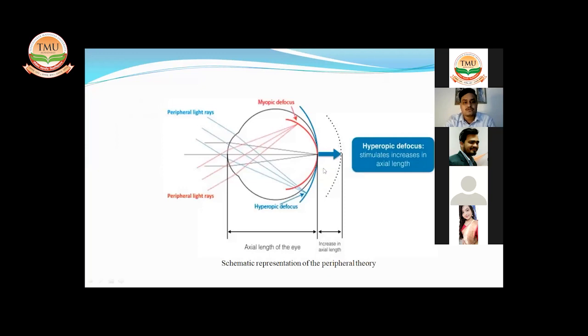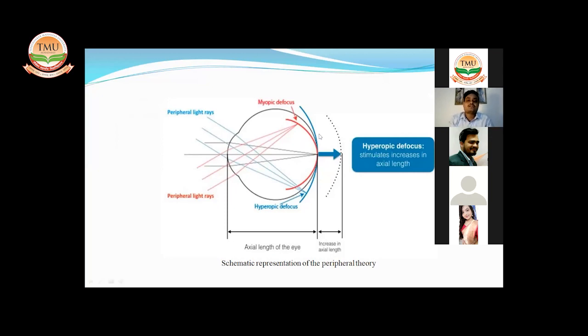Here in this picture, you can see a schematic representation of the peripheral theory, where the axial rays that come are directed to the foveal area, but there are two other areas: one area which is beyond the retinal plane, and one area which is in front of the retinal plane. Beyond the retinal plane, as we know, it is a hyperopic defocus, which stimulates the increase in the axial length of the eyeball. And this is the myopic defocus, which is caused by the undercorrection of myopia. So that will also cause myopic progression.